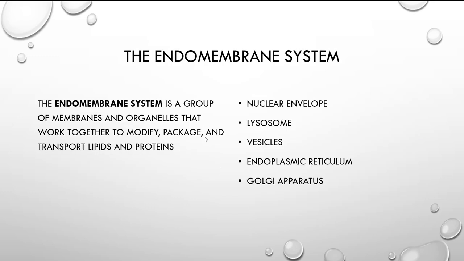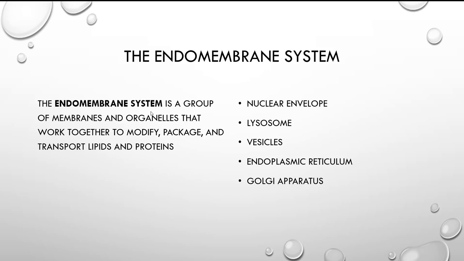Okay. All right, so moving on to the endomembrane system. So with the endomembrane system, endo means within the membrane, okay? So we're talking about a group of membranes and organelles that are working together for a cause, okay? Basically, their job is to make, modify, and package up something for secretion out of the cell, okay?